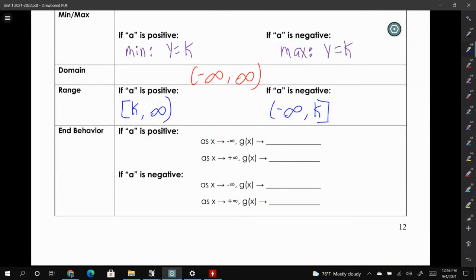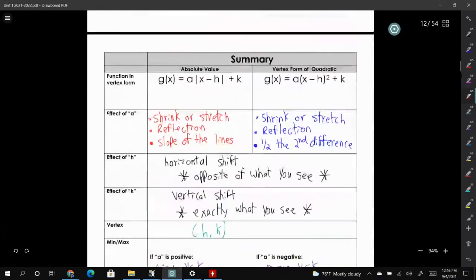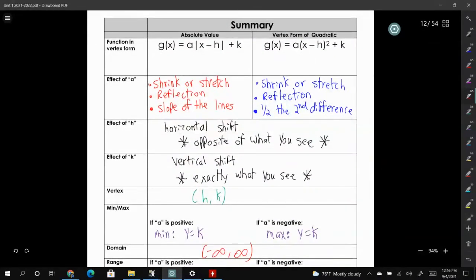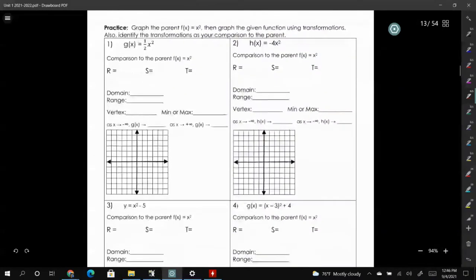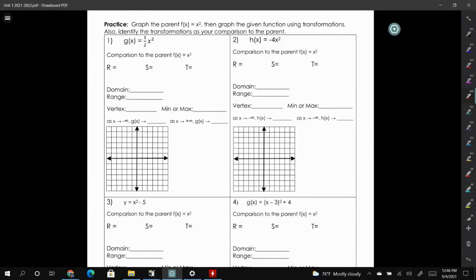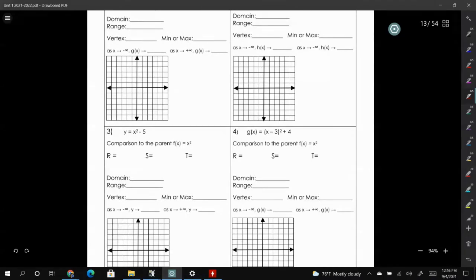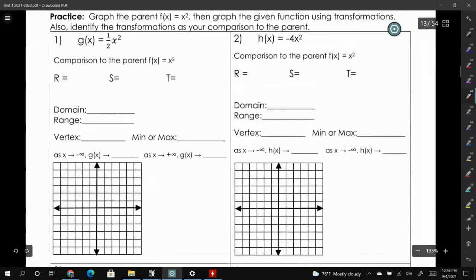And then the last thing, end behavior. If a is positive, both ends go up. And if a is negative, both ends go down to -infinity. So this is a good reference sheet to have to really determine the difference between graphing absolute value equations and vertex form of quadratics. On the next page, we're going to graph these examples here and list the desired information.